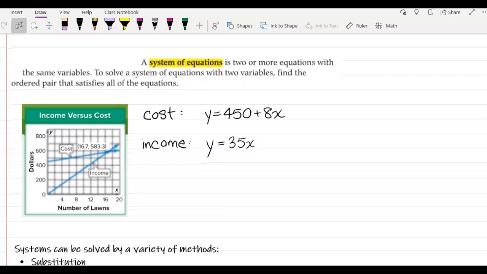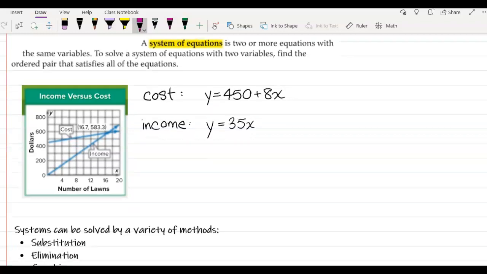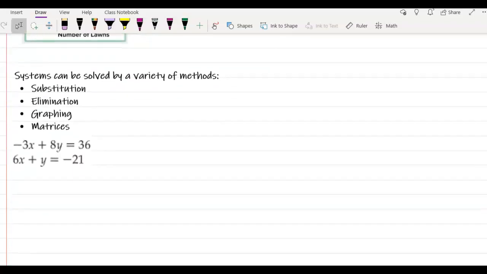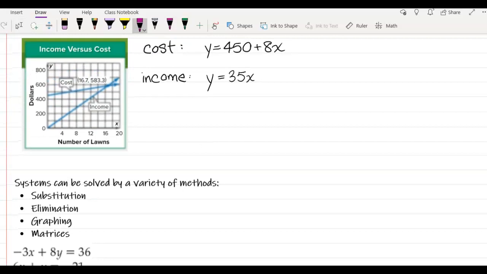We can solve systems by graphing them like this and seeing where they intersect. We can solve them algebraically with methods like substitution and elimination. And then we're also going to learn one new way in this step called using matrices to solve. You can kind of get an idea of what it would look like to solve graphically.